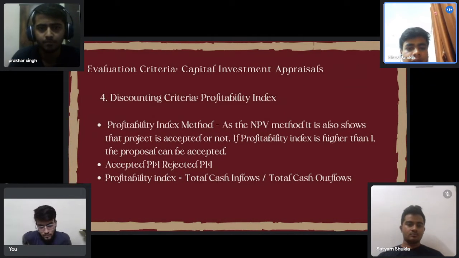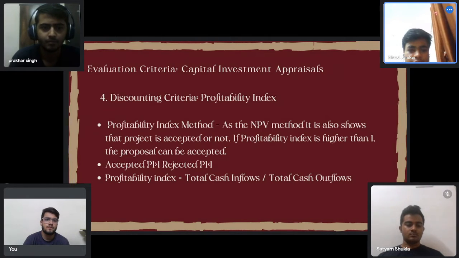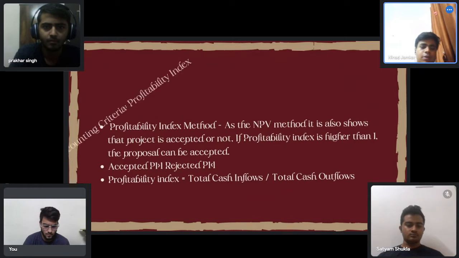And the profitability index, like the net present value method, also shows whether a project is accepted or not. If the profitability index is higher than 1, the proposal can be accepted, or else not. Thank you. Now I'd like to call upon Satyam to explain some examples.